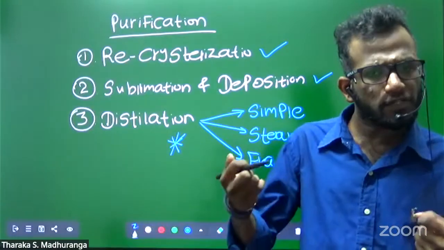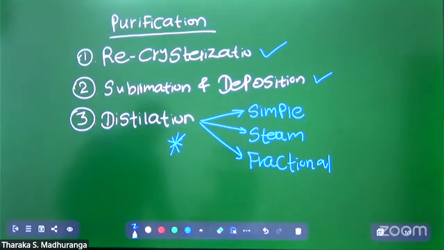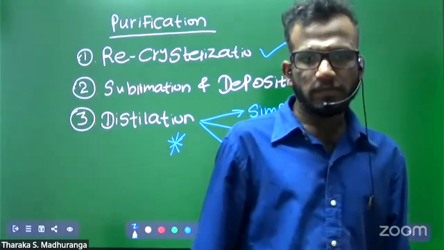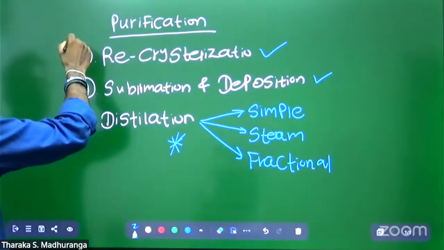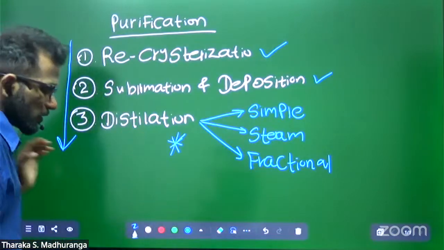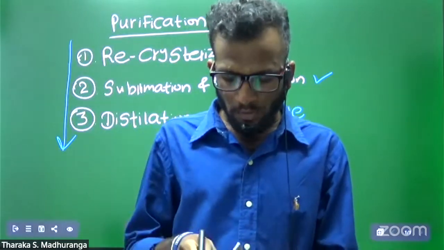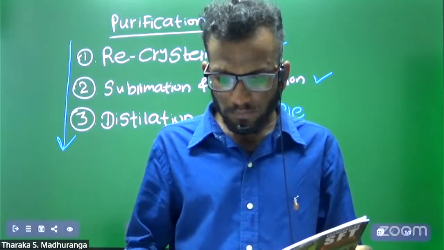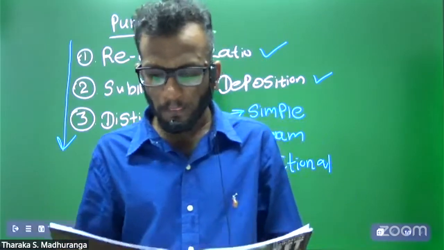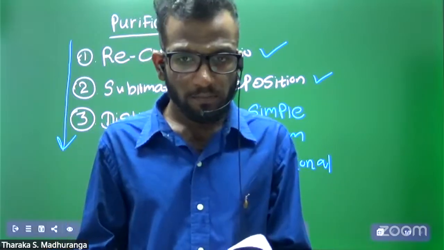The distillation is mainly of three types, as we discussed: simple distillation, steam distillation, and fractional distillation. Then we completed the purification process. Now go to the tute page number 17. Go to the tute page number 17.